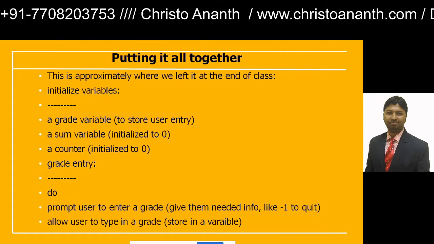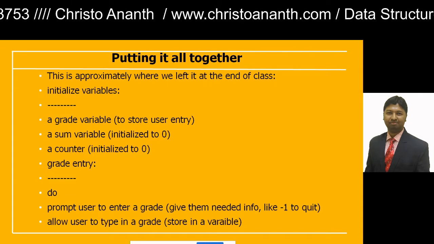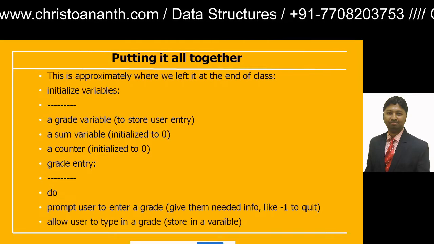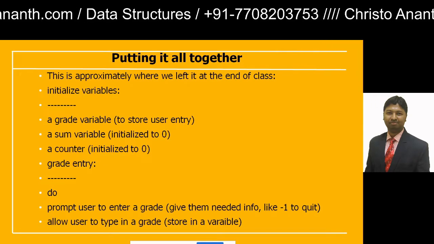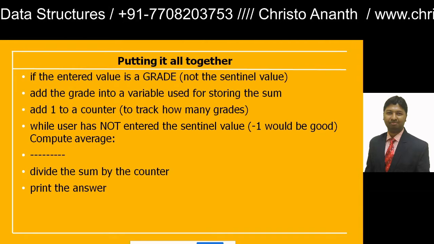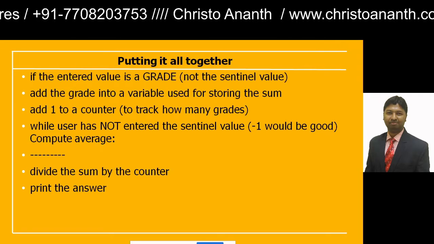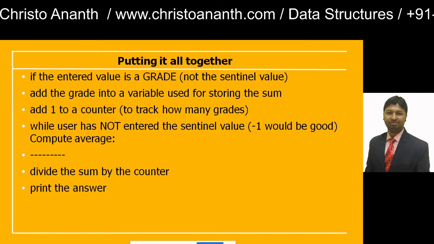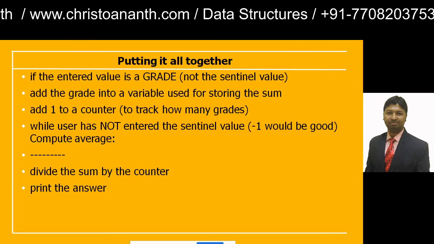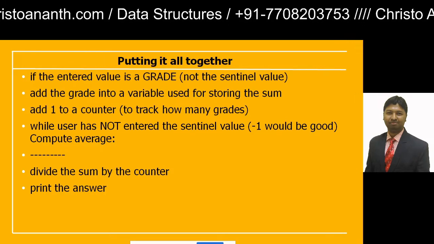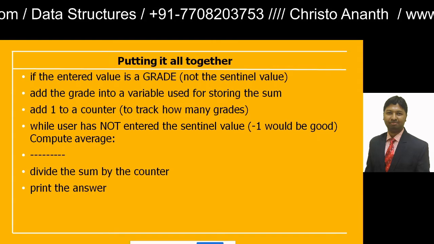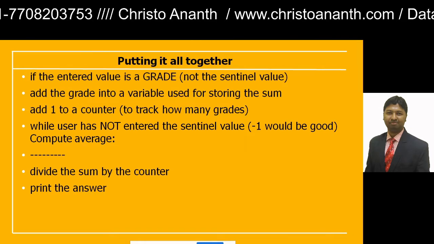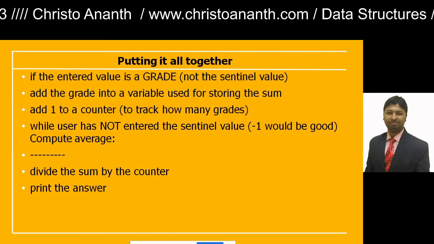And the grade entry: you prompt the user to enter the grade, giving the needed information. The user has to type in the grade, and this grade is stored in a variable. If the entered value is a grade, only then do you add the grade into the variable used for storing the sum and add 1 to the counter to track how many grades are present. When the user enters the sentinel value -1, you exit. After all this, you compute the average: you divide the sum by the counter and print the answer. This is how you are going to print the grades.